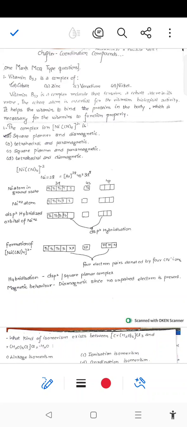Hello dear students, next chapter for the LEP study material 12th class chemistry, that is the chapter Coordination Compounds. So let's start from the first question, that is an MCQ type question.